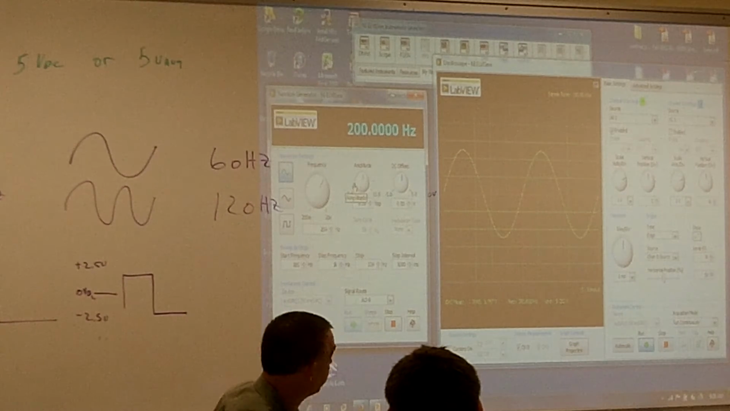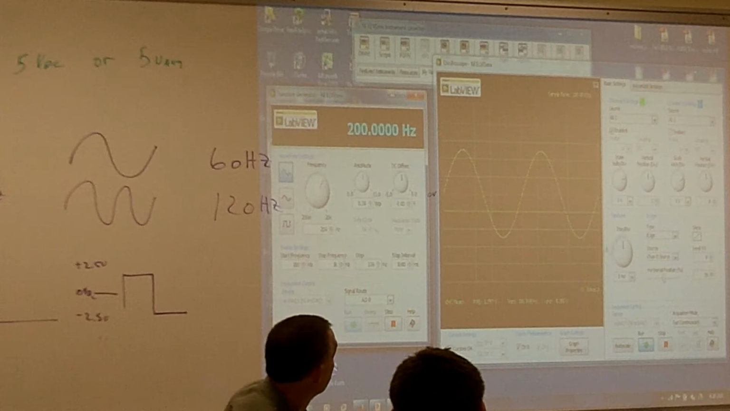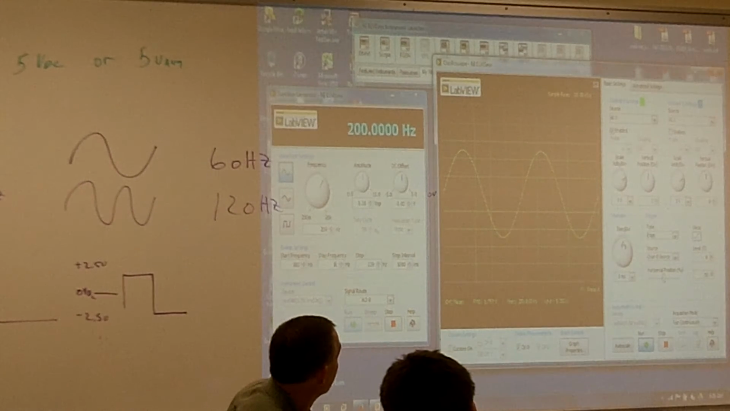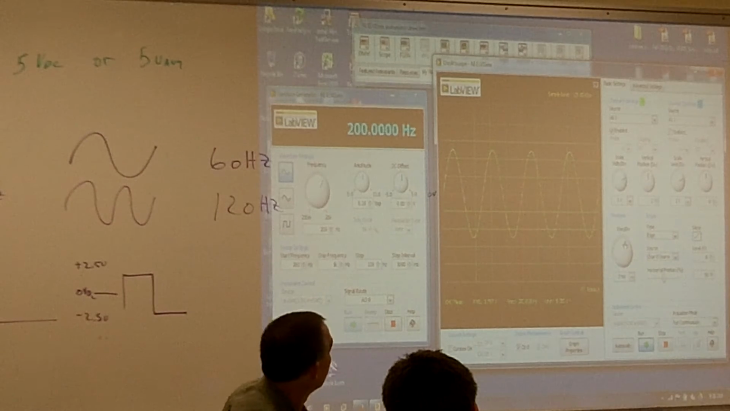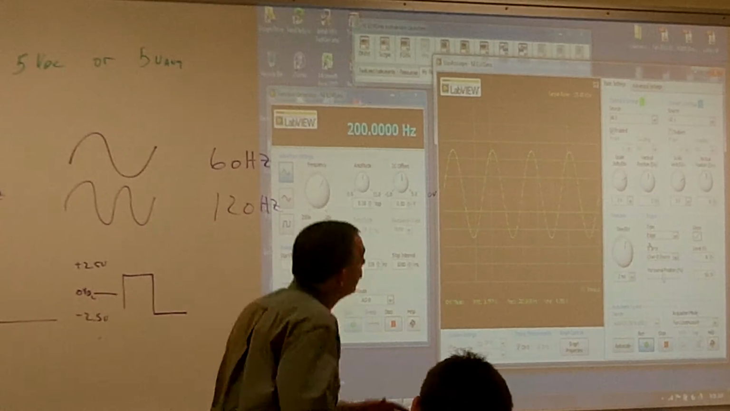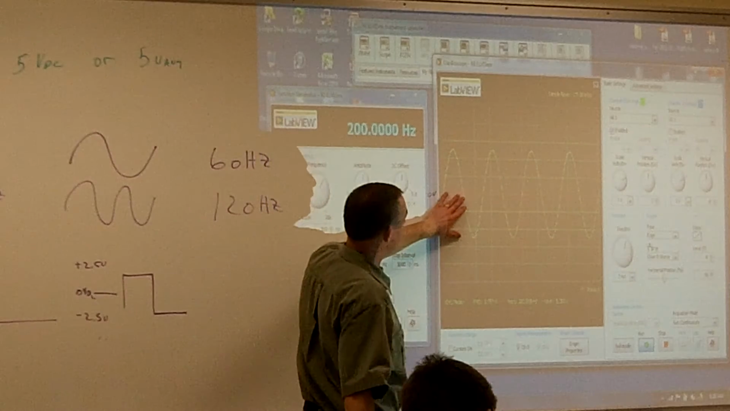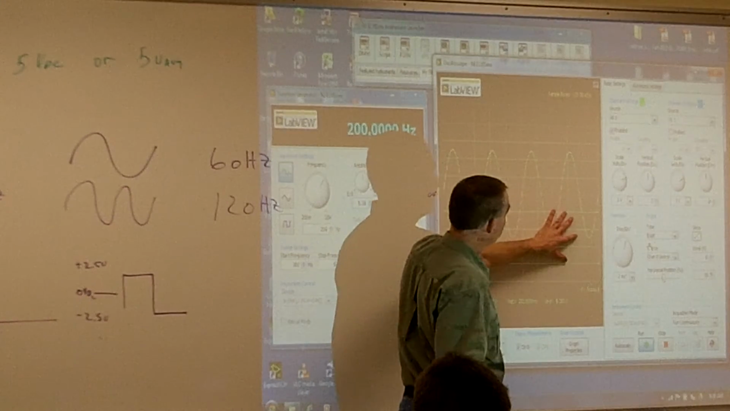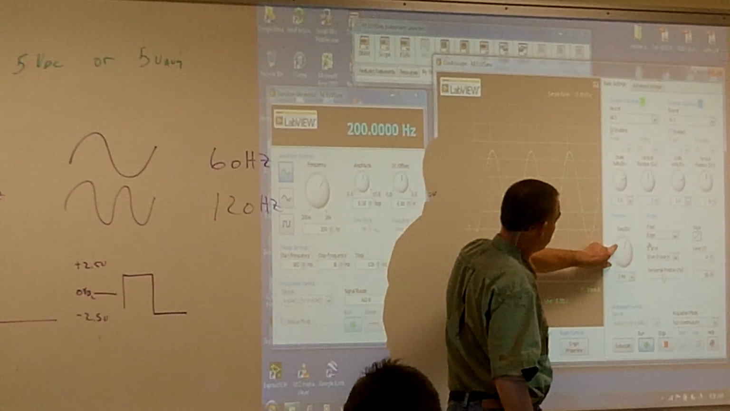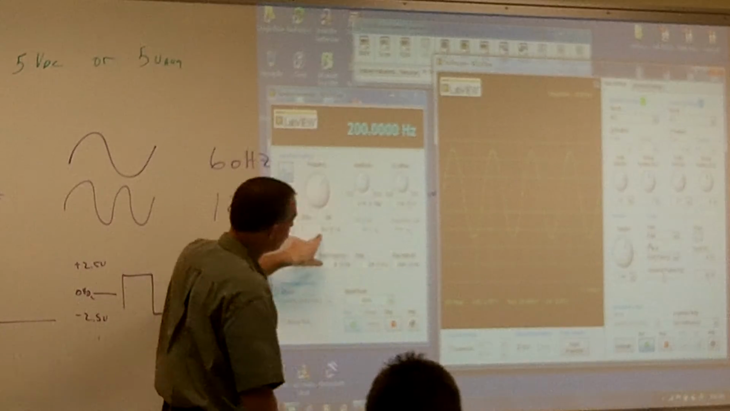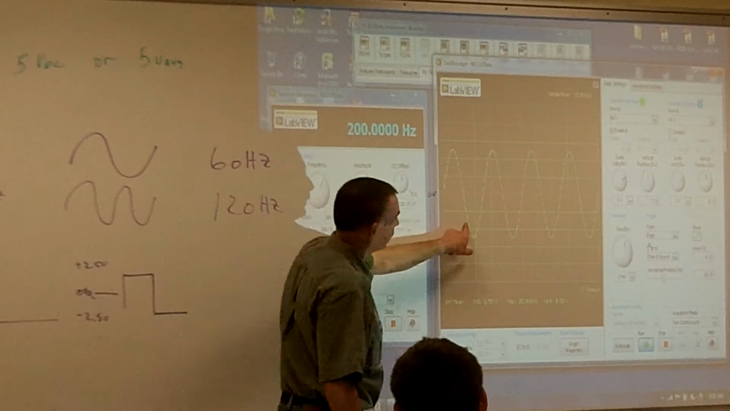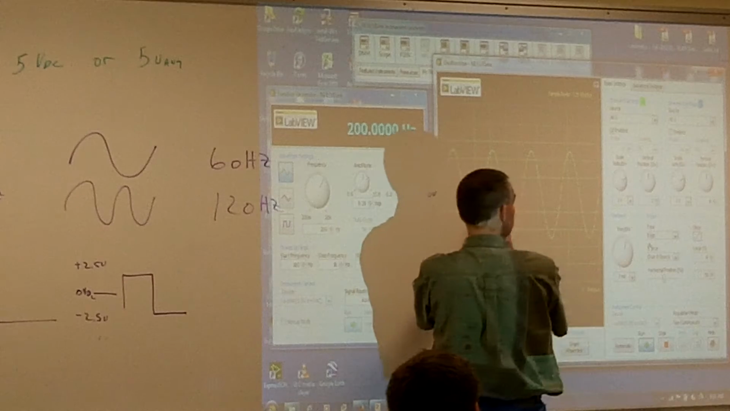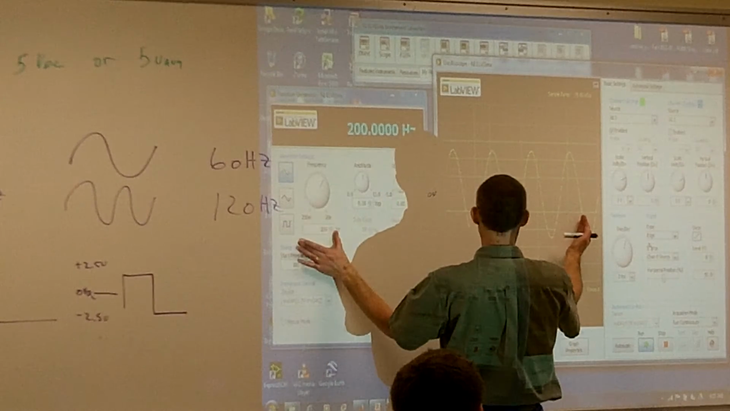Well, I can do the same thing. So I'm going to put it back to 200 hertz. I can do the same thing with my time per division. So there, what I just did is I put twice as many cycles on my oscilloscope using my time per division. While I'm still running at 200 hertz, I didn't increase the frequency by adjusting this. All I'm doing is displaying more of the 200 hertz.